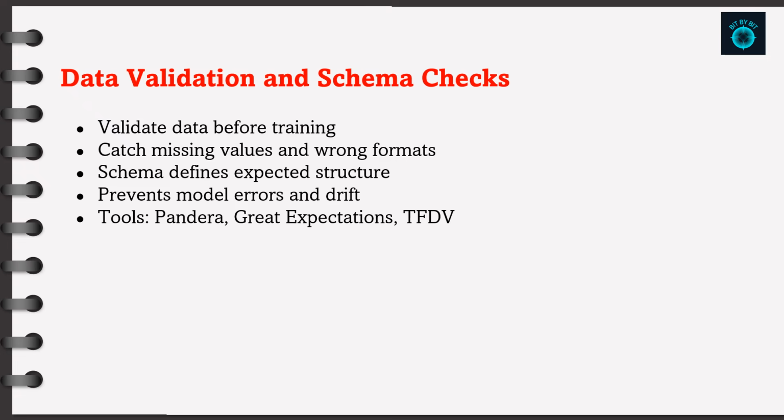To formalize this process, we define a schema, a clear description of what each column should contain. The schema lists column names, data types, allowed ranges, and whether null values are acceptable. If incoming data doesn't match the schema, the validation step raises an alert or fails the pipeline, stopping bad data from reaching the model. Popular tools for this include Pandera for Python-based validation, Great Expectations for flexible data checks, and TensorFlow Data Validation, also known as TFDV, for TensorFlow pipelines.